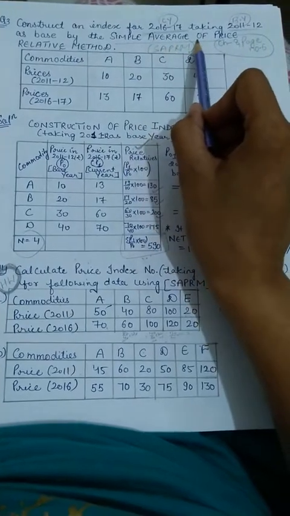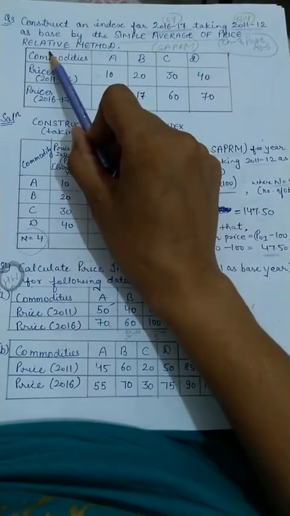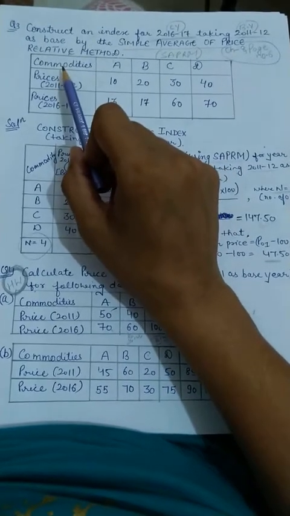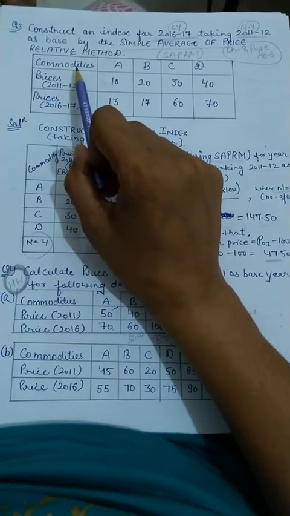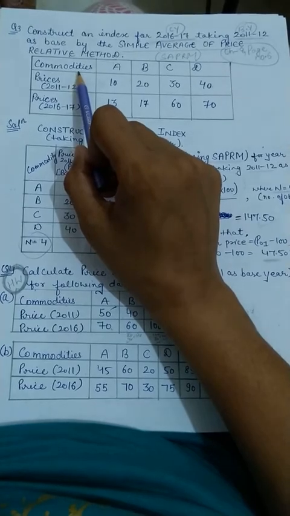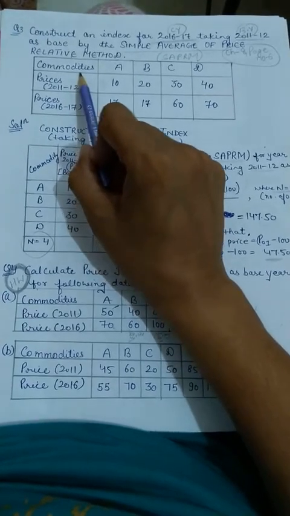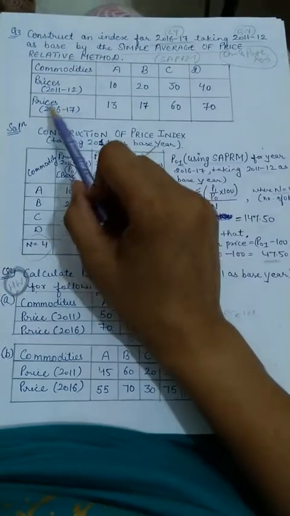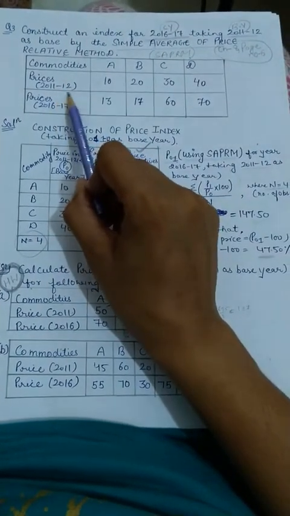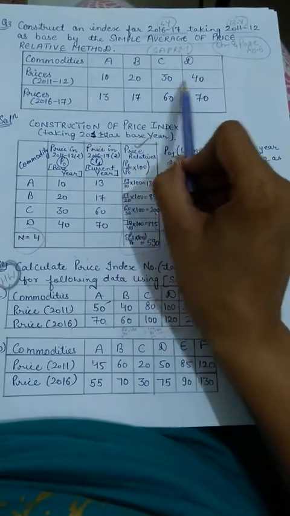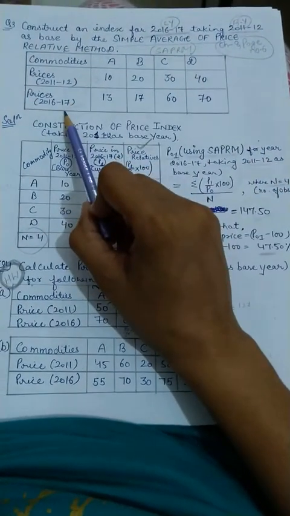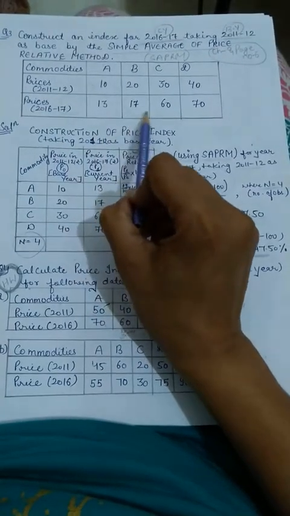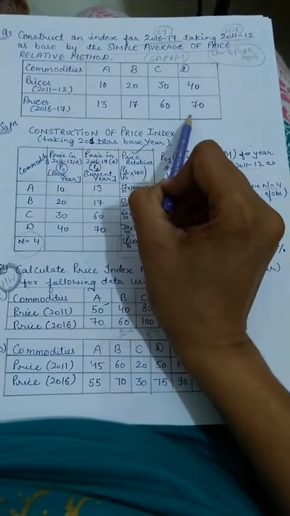Simple average of price relative methods. What it is showing here to you, commodities are given: A, B, C and D. Prices are given of 2011-12, that is 10, 20, 30 and 40. Prices of 2016 and 17 are given: 13, 17, 60 and 70.